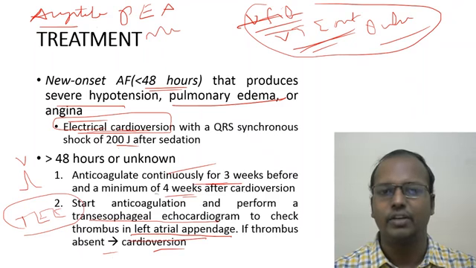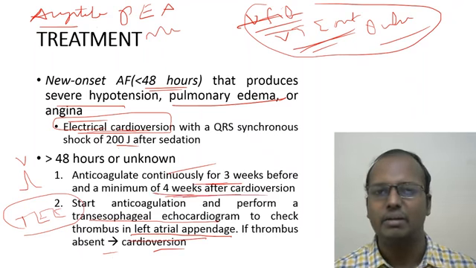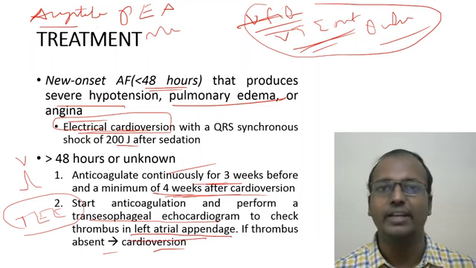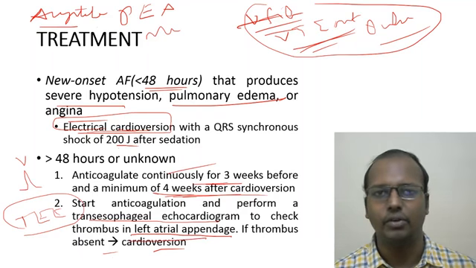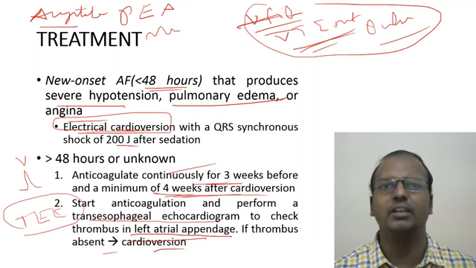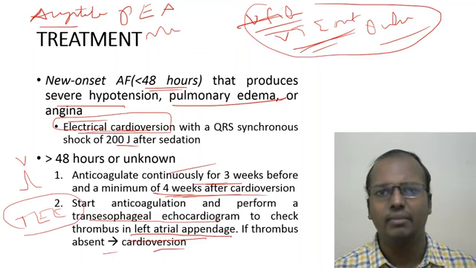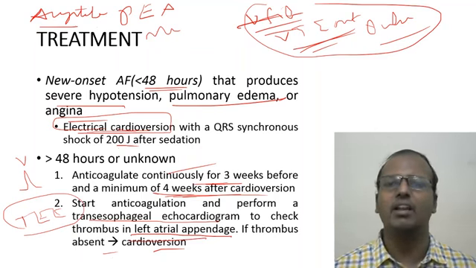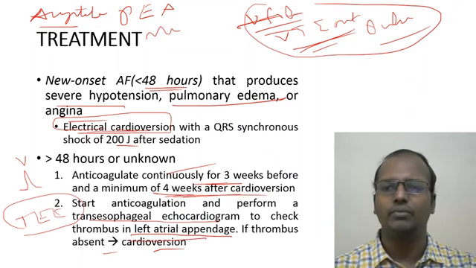After cardioversion, the same, you have to give anticoagulation for a minimum of 4 weeks. Why is that so? Because the mechanical contractility of the atrium will take around 4 weeks to recover fully. As soon as atrial fibrillation occurs, the atrium will be stunned. It will not be able to contract properly. It takes around 4 weeks for the atrial contractility to improve.